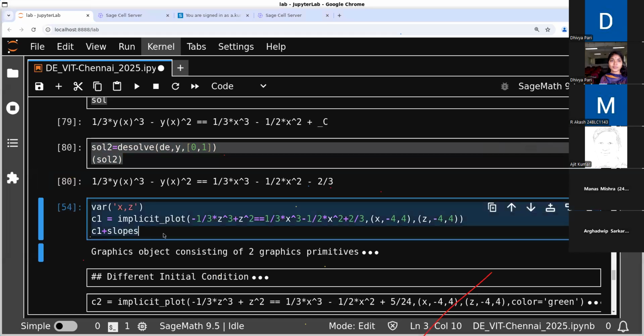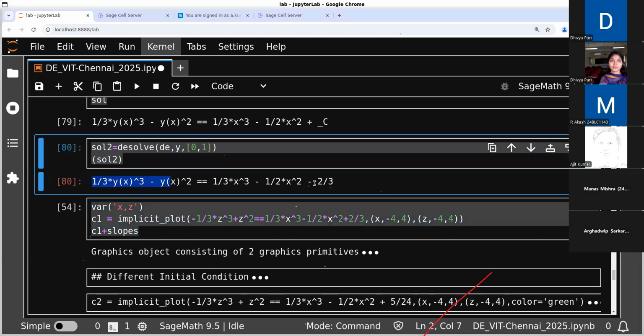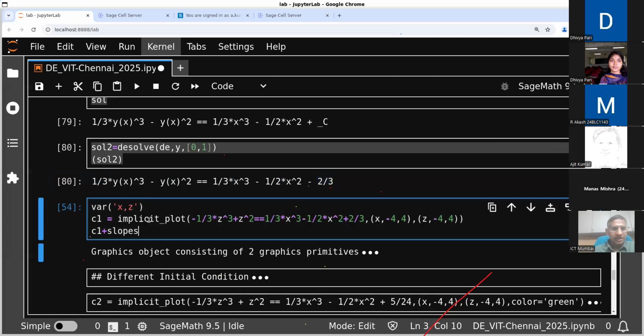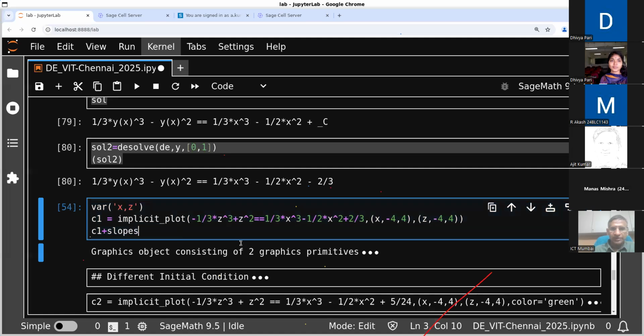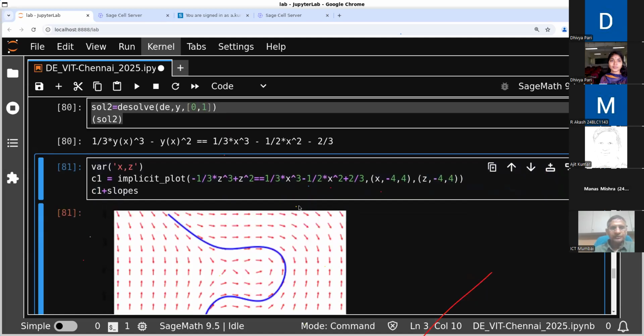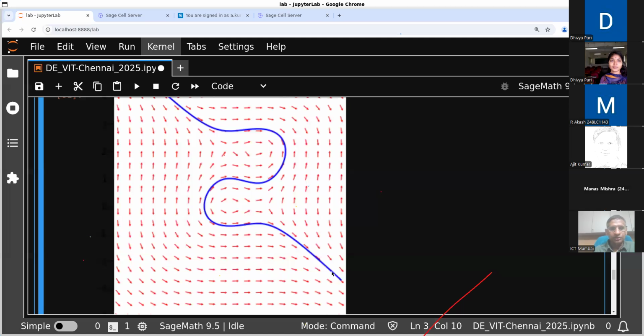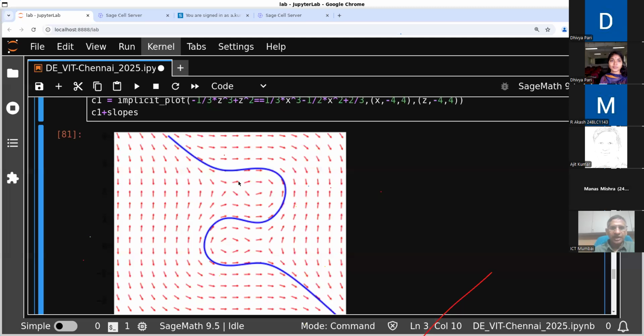How do I plot? I have just declared this as an implicit plot. I have defined y at x is equal to another variable z, and if I plot this, this is how the plot looks. You can see here this is how the solution curve looks like. Very nice curve. This is implicit. This is not an explicit function.